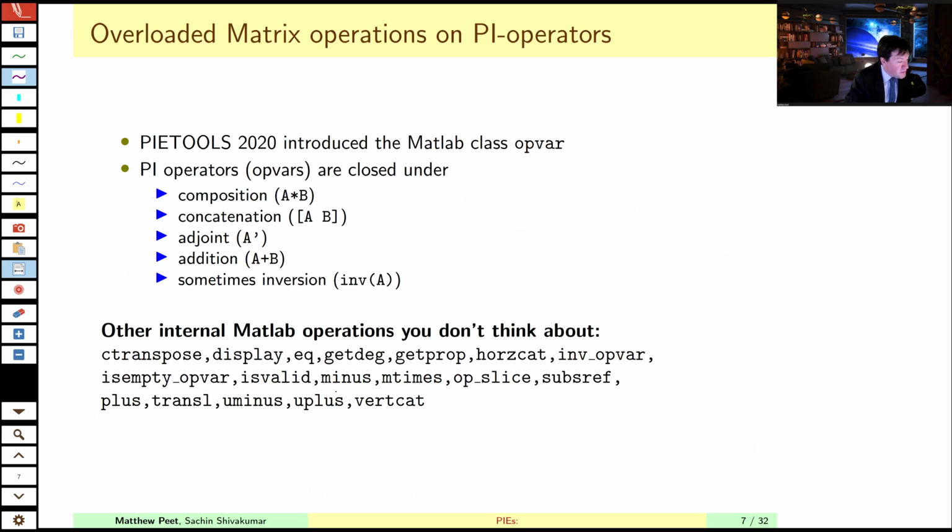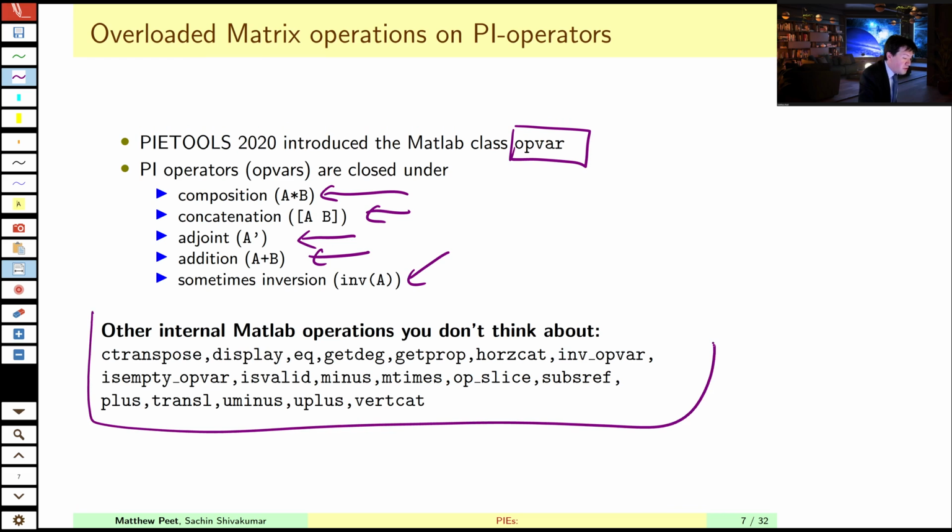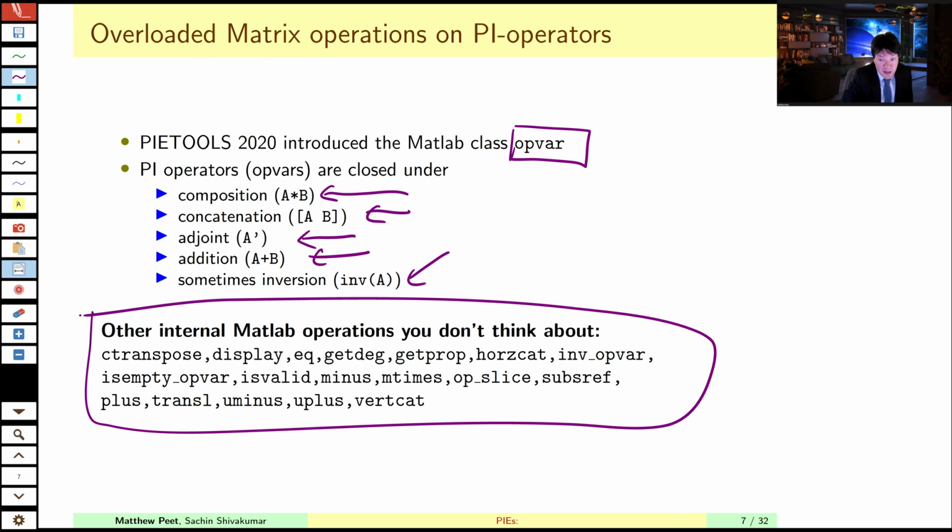So PI operators are meant to be an extension of matrices, and as such, we've defined the opvar class, which allows you to manipulate and configure these operators as you would matrices. Once you've defined a PI operator, and we'll talk about how to do that later, you can do things like multiplication, just like you can with matrices, concatenation, transpose, addition, subtraction, and sometimes inversion if the operator is invertible. In addition, we have a whole bunch of other matrix-related operations which you may or may not think about on a regular basis, but they're all equally well defined for PI operators as they are for matrices.